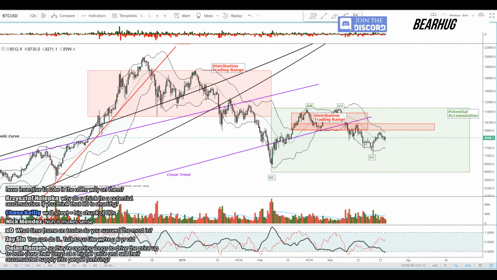So they're opening longs to drive the price up to both close their longs at a higher price and sell their accumulated supply into people FOMOing. Brilliantly worded there. This guy said it better than what I said. So they're using margin longs to drive the price up, spark FOMO, selling into the FOMO, closing their longs, which also sells, and then it drives the price down.